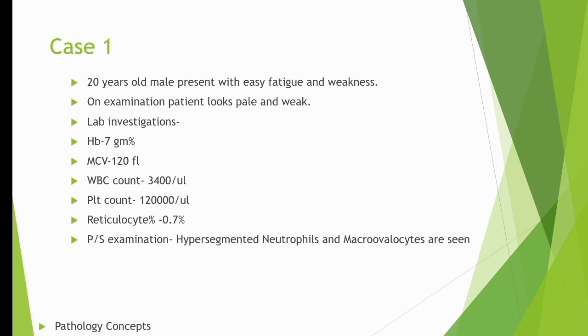So, from history and physical examination, this looks like a case of anemia. Now, when we focus on the lab investigation, hemoglobin is decreased markedly and MCV is increased. It is 120 femtoliter. So, it is a macrocytic anemia.